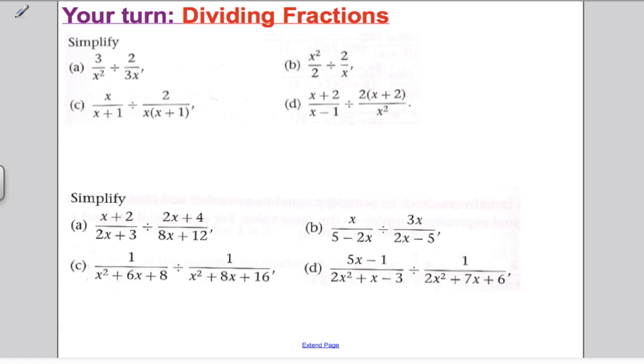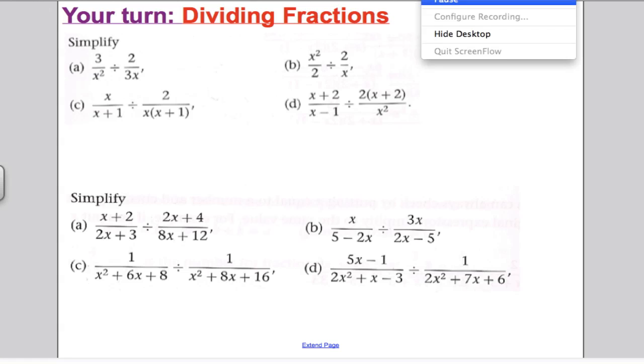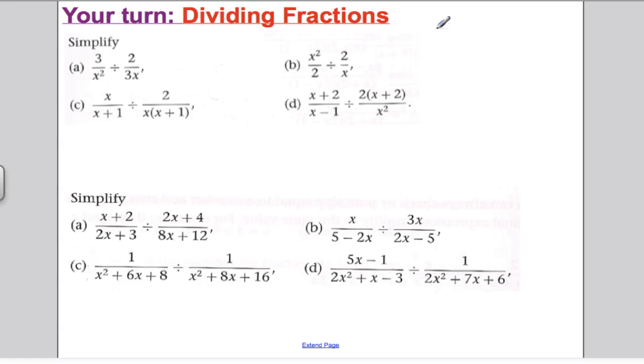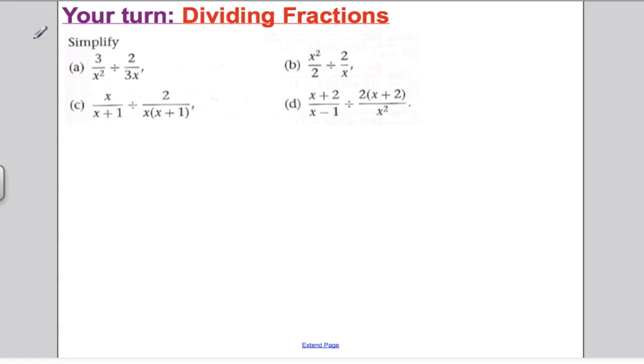Okay, your turn now. Have a go at these 8 questions. Pause the video, work through them, and in 10 seconds I'll give you the answers to these. Okay, let's work through these then. I'll do them in 2 separate sections, the top part and the bottom part. Working through these answers, I'm going to be very quick here.